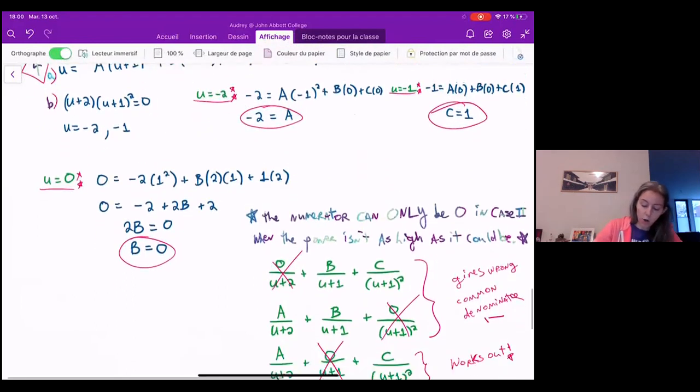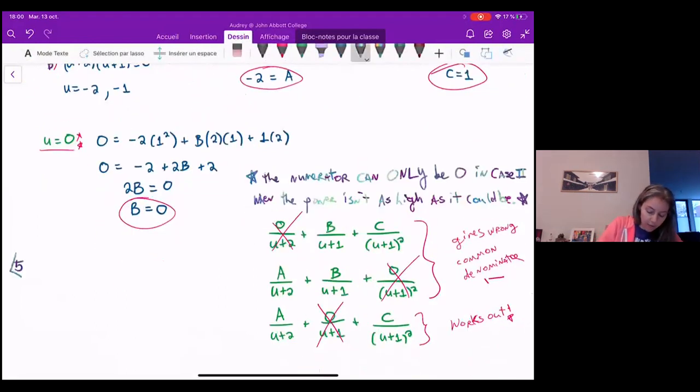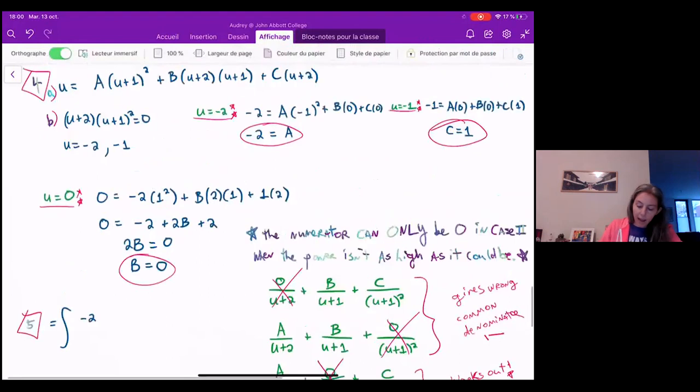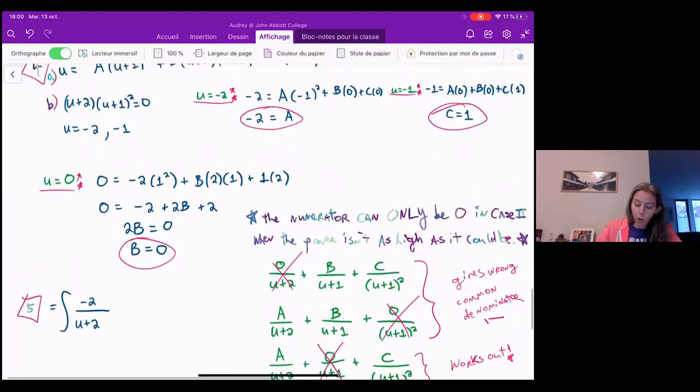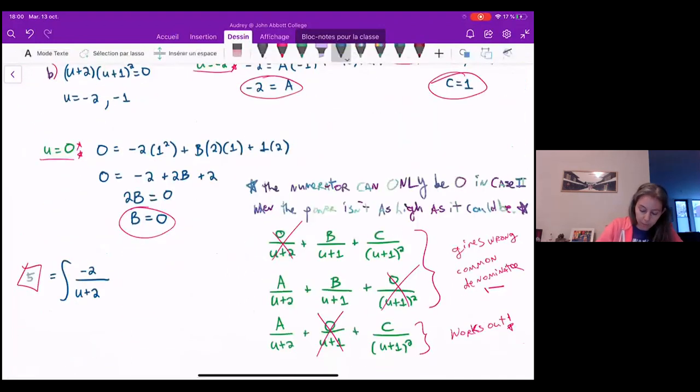Now we have our numerators, and our step 5 is to rewrite the integral. And this gives me the integral of a, which is -2, over u plus 2, plus b, that's 0, so that b term just disappears. And then my c here is equal to 1, and c is over u plus 1 squared. So plus 1 over u plus 1 squared du.